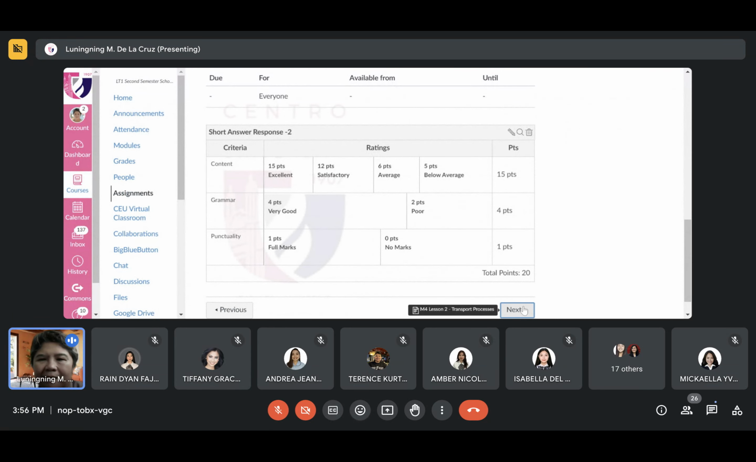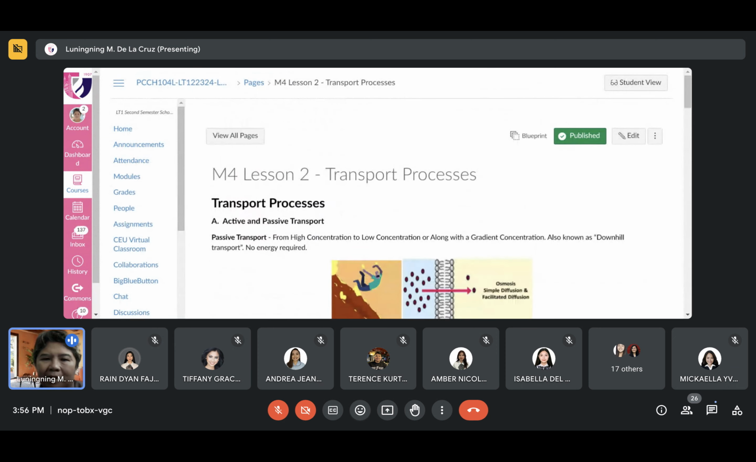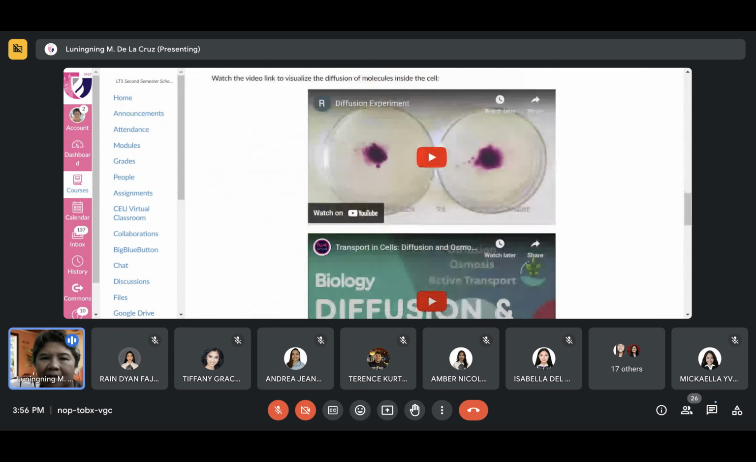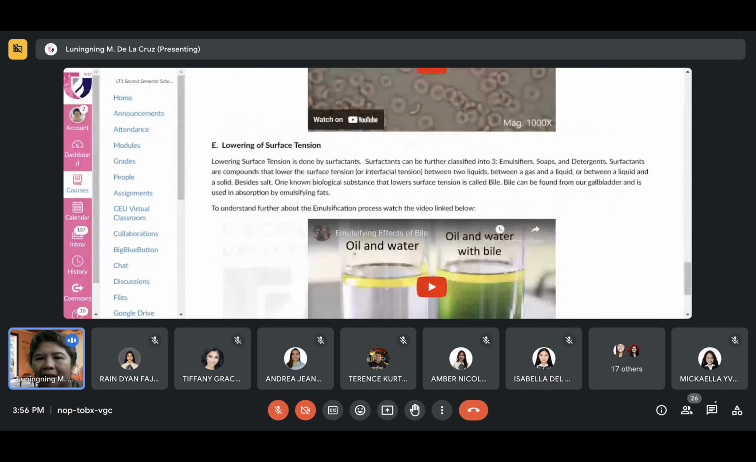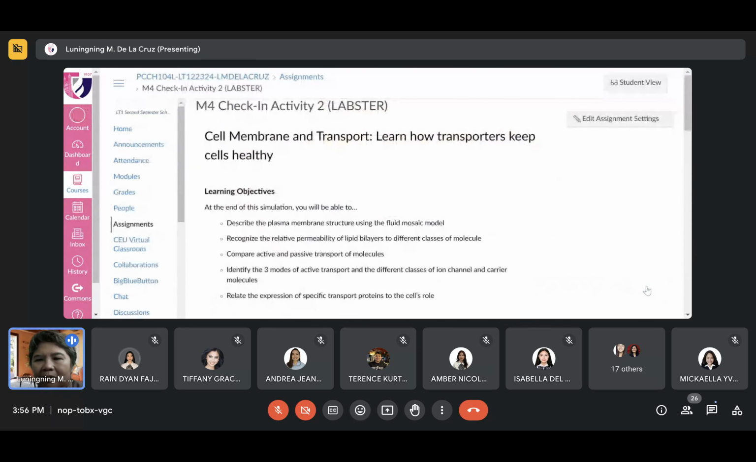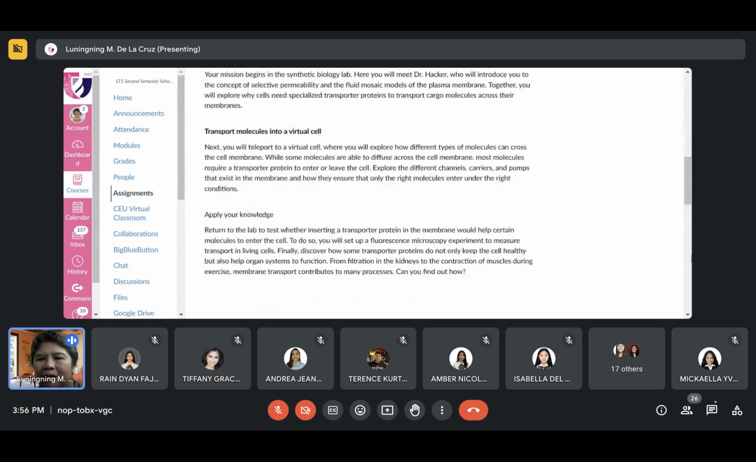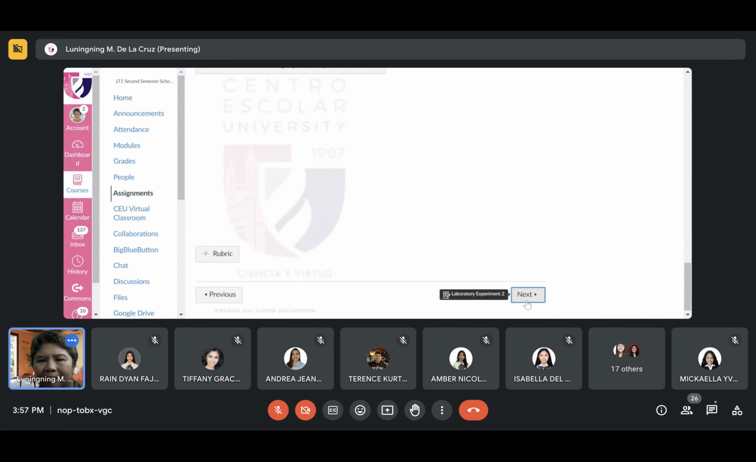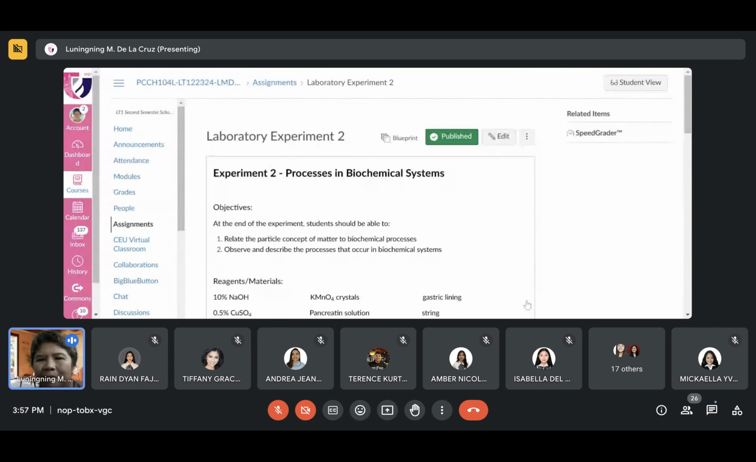Wait lang, anak. Hinahanap ko yung experiment. Transport processes. Dialysis. Ang hirap nitong ituro na walang... So, pag eto class, lecture na naman to. Alam ko meron tong ano.